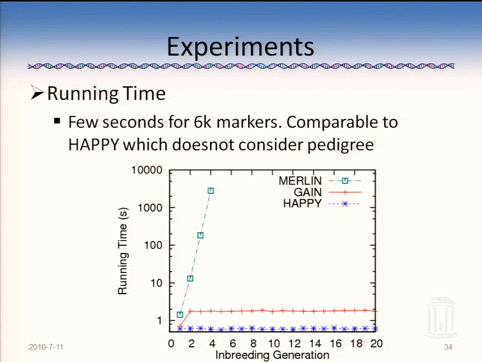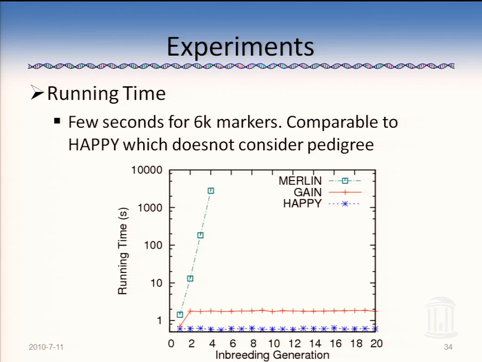The last thing I want to share is about the running time. This is actually the motivation of our work. We want to analyze mice from a very big pedigree. Our algorithm can finish analyzing mice in the collaborative cross in just seconds, and it provides accurate results.